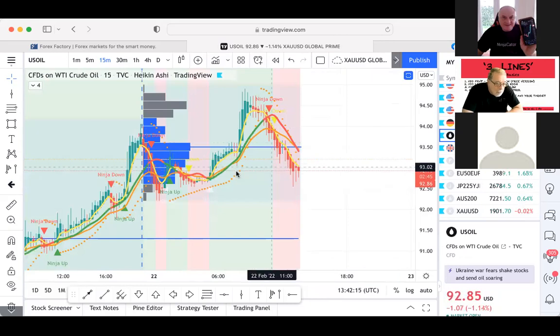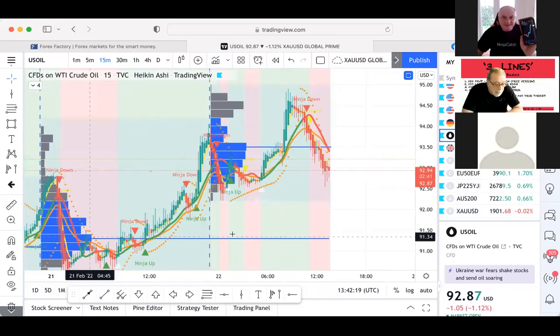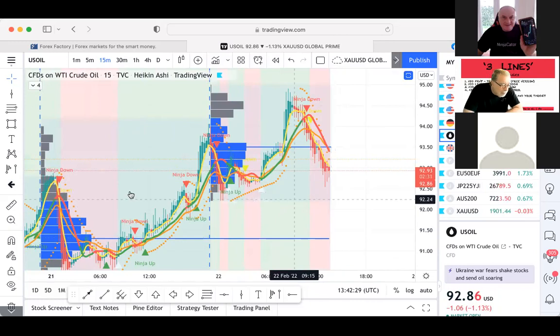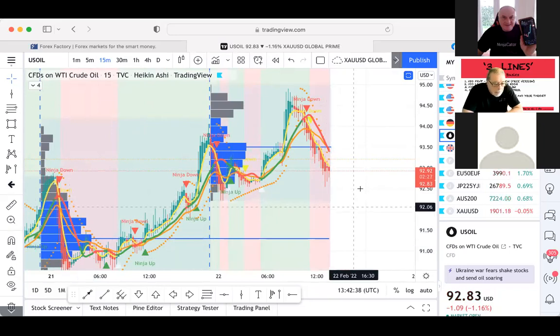But again, you've got the points of control. You've got yesterday's point of control here. So this will be our target for today. If we drew the three lines on, the three lines would begin at the top of the blue and end at the bottom of the blue there. So if you wanted to draw the lines on, you could use that as a target.